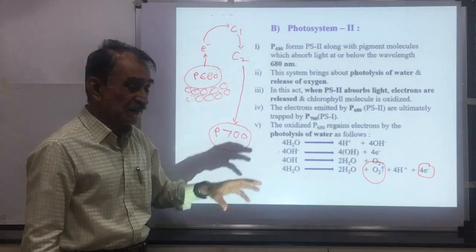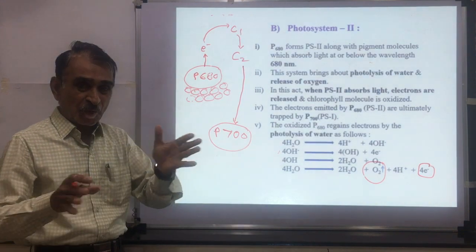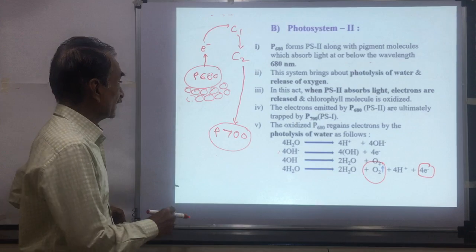In this case, you can see that the oxygen which is evolved comes from the water, not from CO2. This is photosystem second.